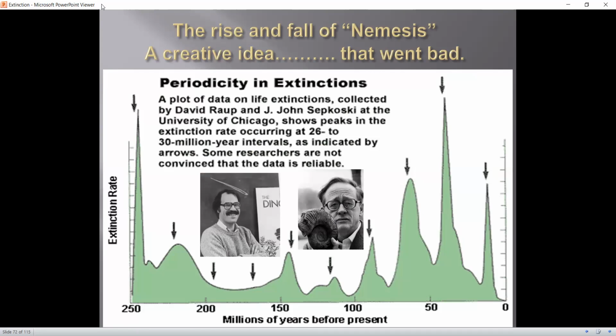What they said was every few millions of years you get a mass extinction in the geological record, going back 250 million years, from the Permian to the recent. They say every 30 million years or so we get this mass extinction. And they thought it was a celestial thing from outer space.